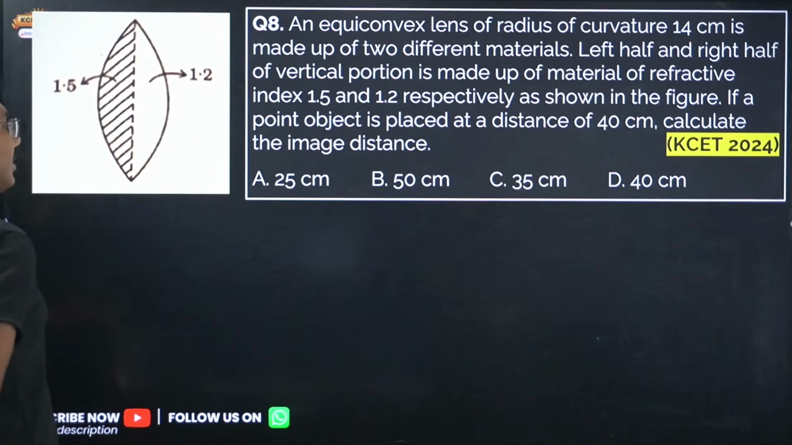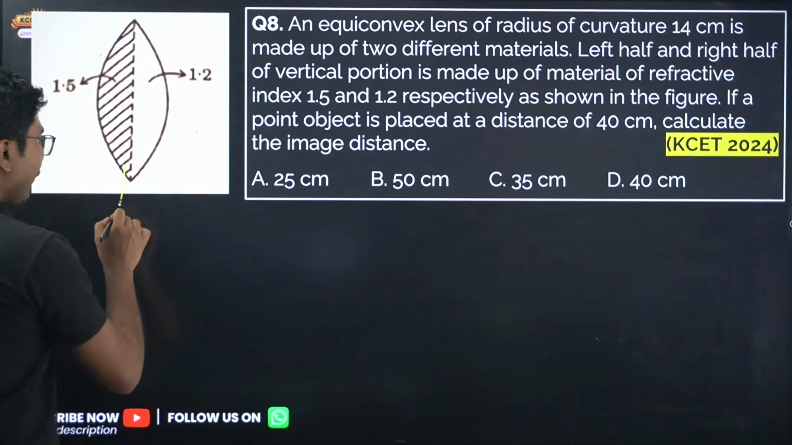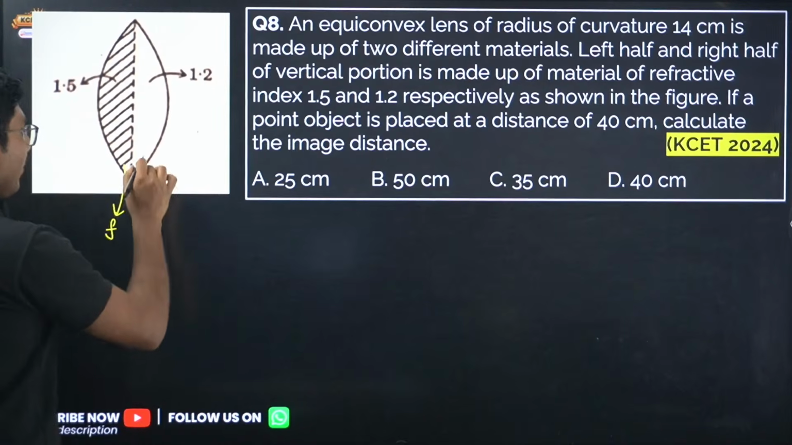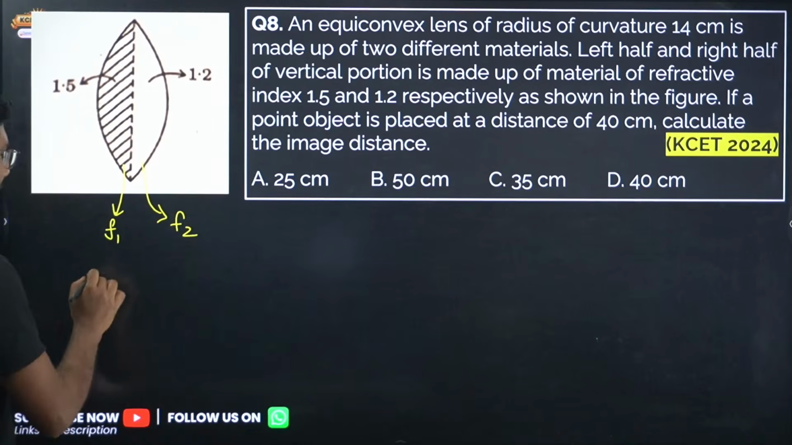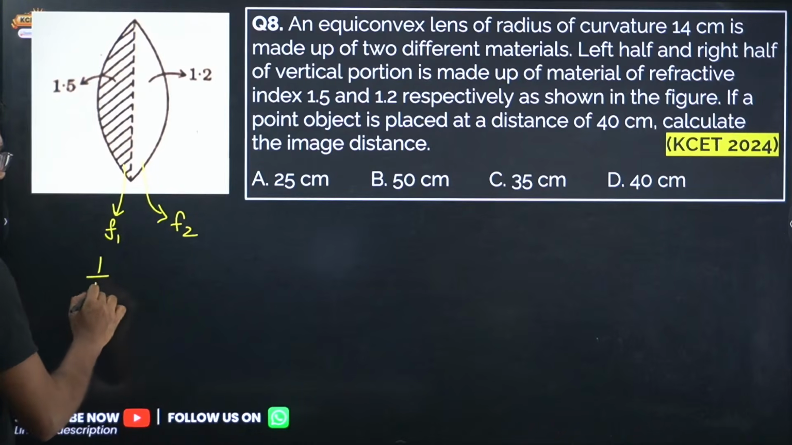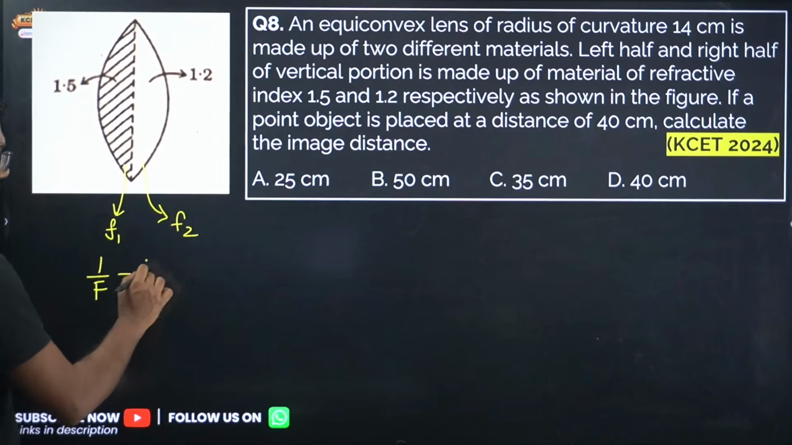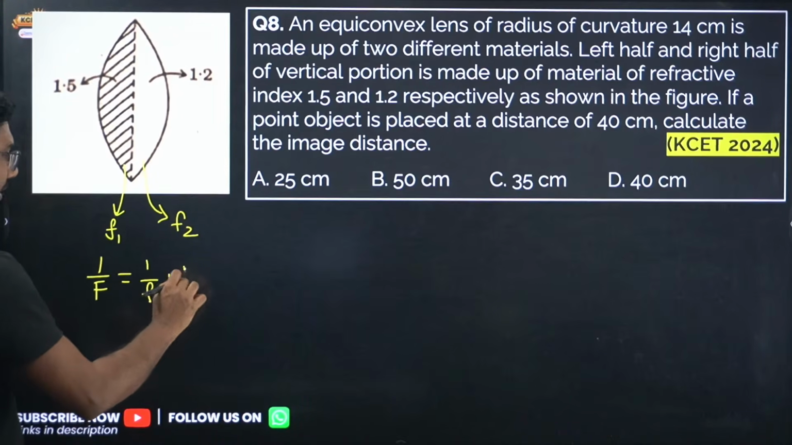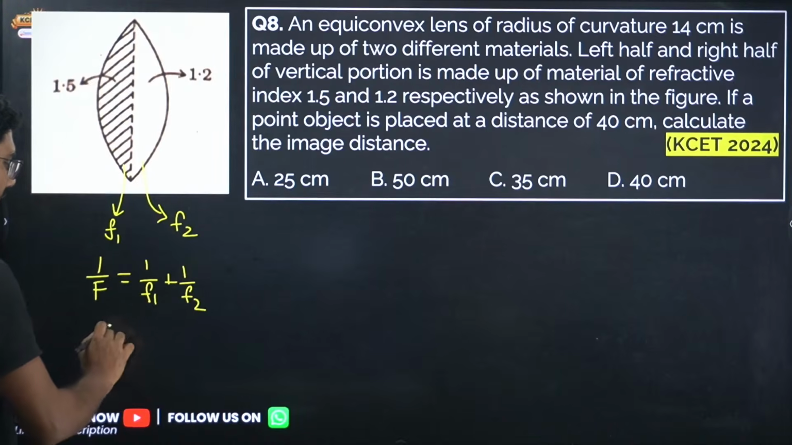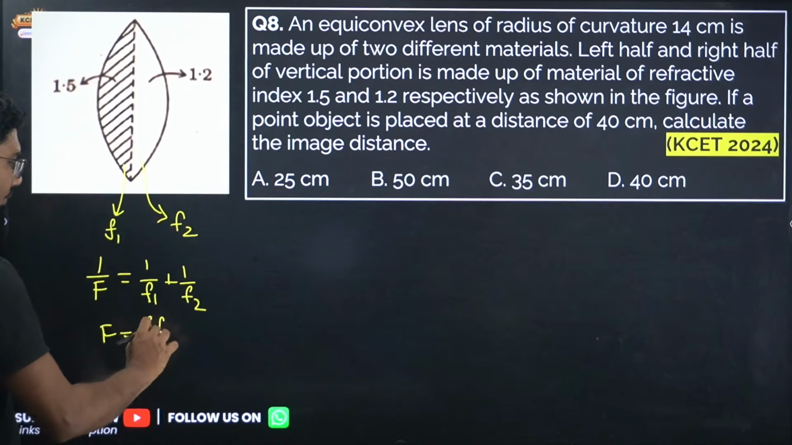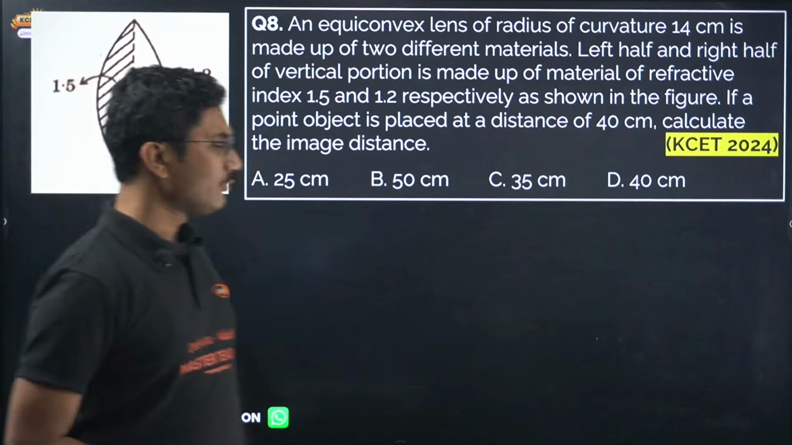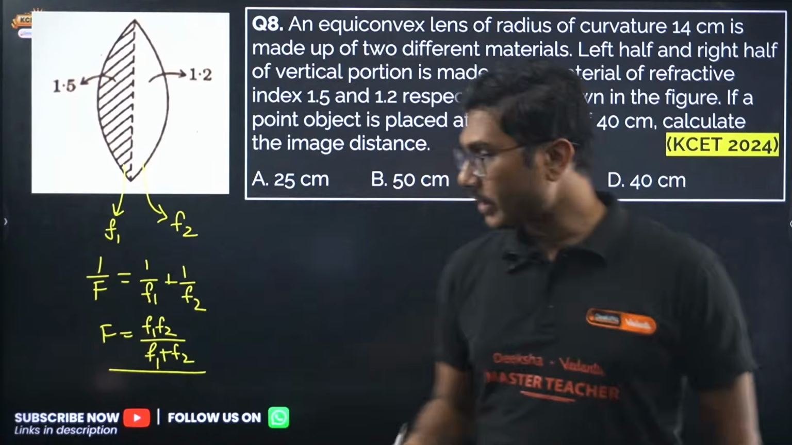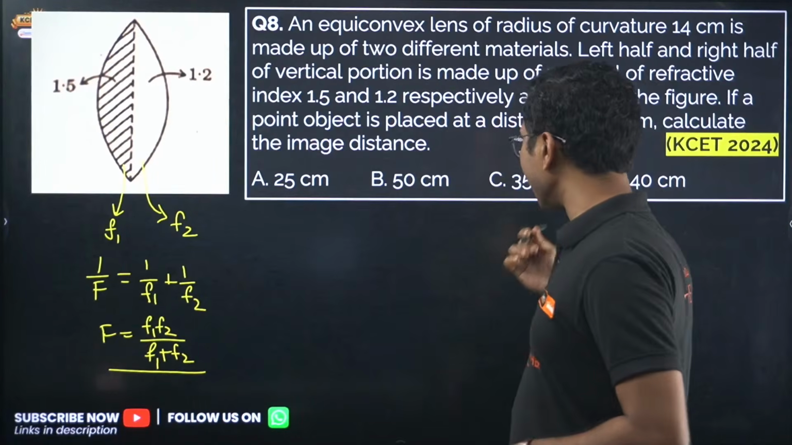Very, very difficult question. So what we have to do, we have to find the focal length of this one, we have to find the focal length of this one, and then we have to find the combined focal length by using this formula. 1 by f is equal to 1 by f1 plus 1 by f2, or f equals f1 f2 by f1 plus f2. Okay, so this is the combination of lenses. First we have to find f1 and f2. Okay, try to find that and try to find the answer.